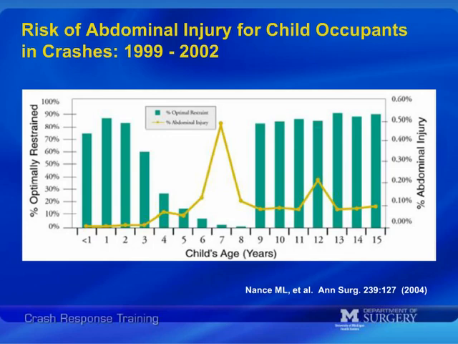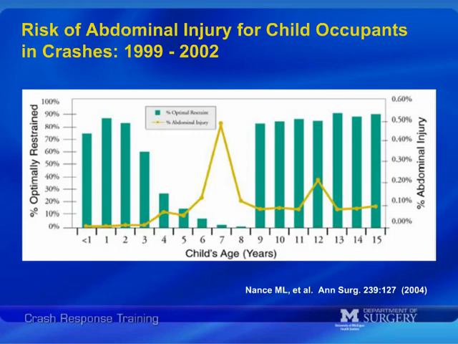Now, this risk of abdominal injury for child occupants is concentrated in this in-between age of age 4 to age 9 or so. And that's because children younger than age 4 are typically small enough to fit into one of the safety seats, which have harnesses, okay, and better protect the body.